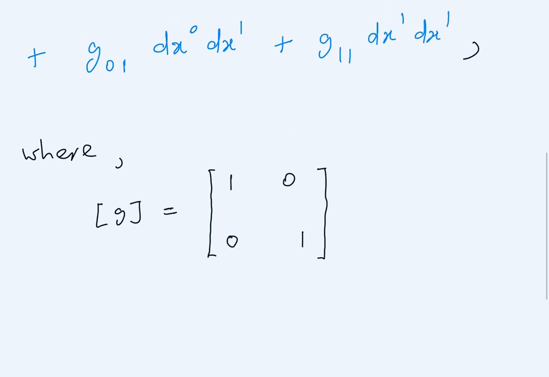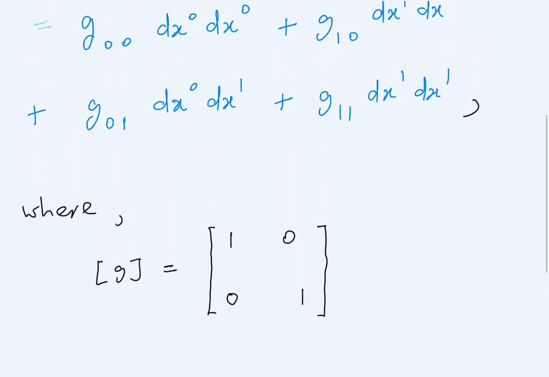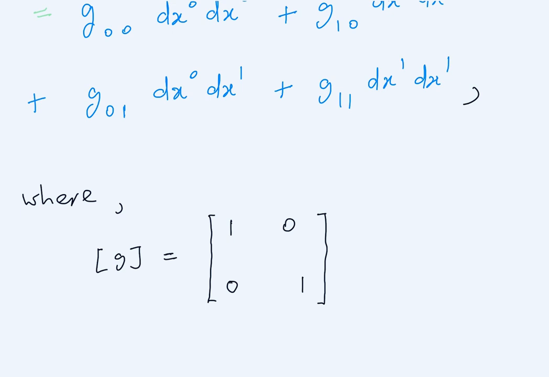So now, therefore, G00 is this entry here. It's 1. And G01 is this entry here, which is 0. G10 is this entry here, which is 0. And G11 is this entry here, which is, of course, 1. So that's basically what these entries are.